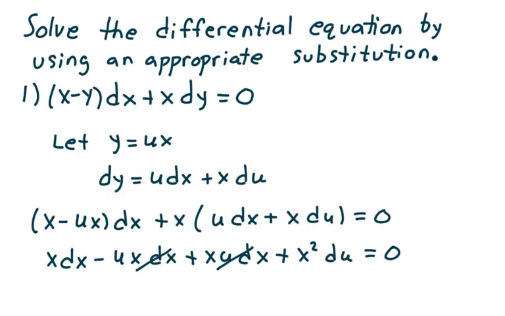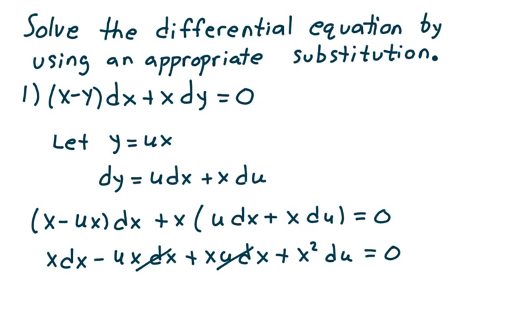The directions say to solve the differential equation by using an appropriate substitution. Let's take a look at number 1. Suppose we have the quantity x minus y dx plus x dy is equal to 0. So what we're going to do is let y equal u times x. dy is u dx plus x du.